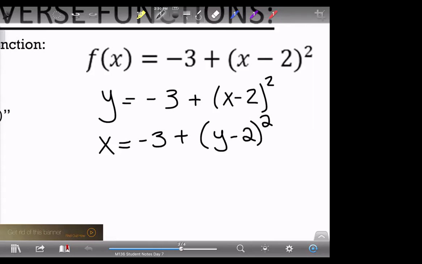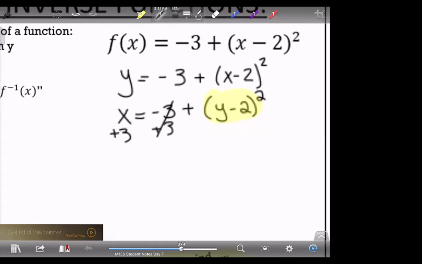I'm still wanting to get y by itself, but notice y is stuck in this set of parentheses. So since y is stuck in that set of parentheses, I need to get that set of parentheses isolated by itself by adding 3 to both sides. So that's going to give us x plus 3 on the left-hand side equals the y minus 2 in parentheses squared.